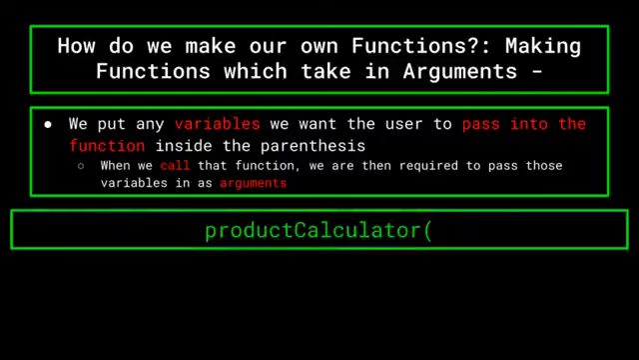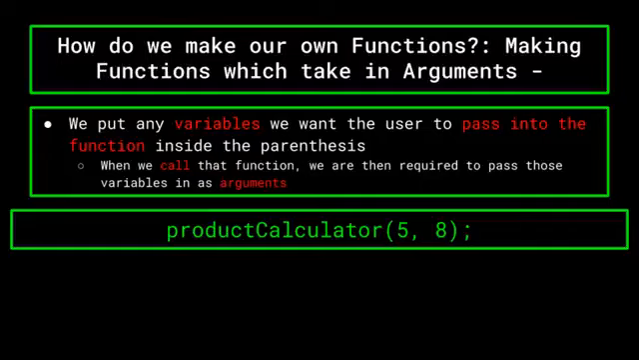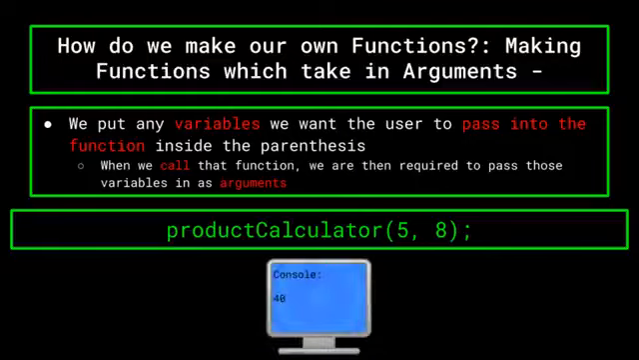Now, whenever we want to call the multiply numbers function, we just have to make sure that we are putting two numbers in as arguments. In this case, the number 5 becomes num1 and the number 8 becomes num2. From there, we simply run the code and the number 40 is printed to the console.